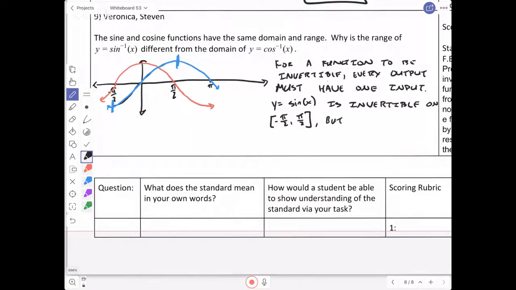But y equals cosine of x is not. Y equals cosine of x is invertible on 0 to pi, from here to here. It passes the horizontal line test.